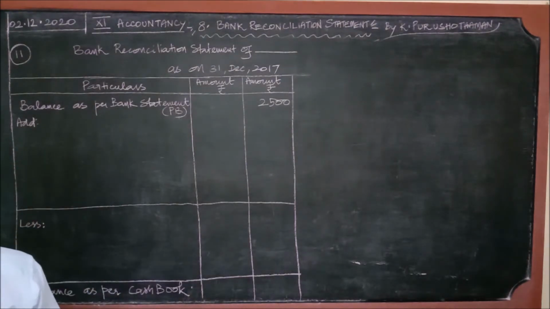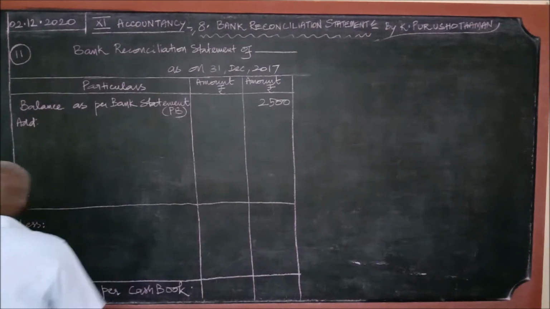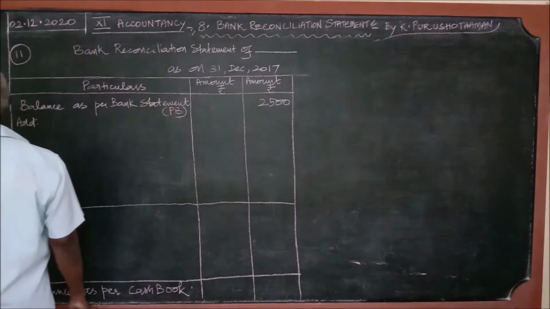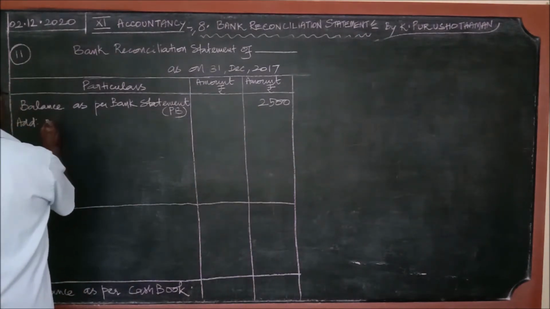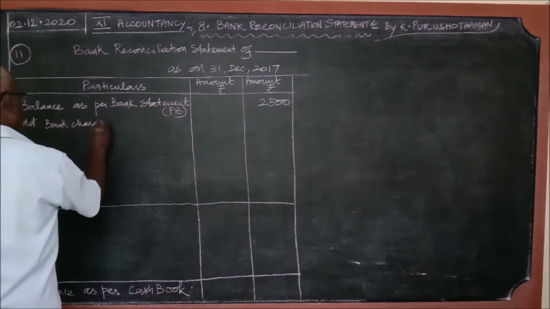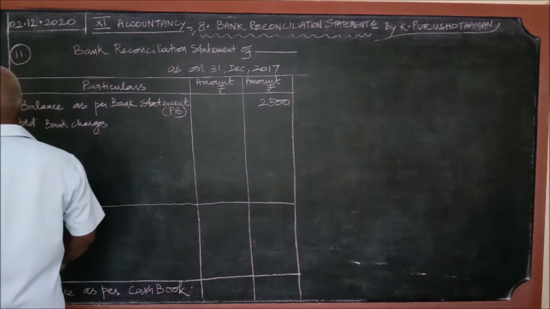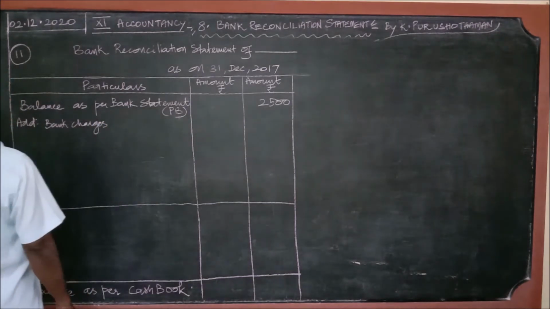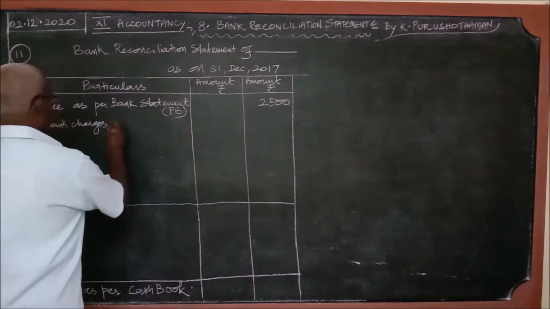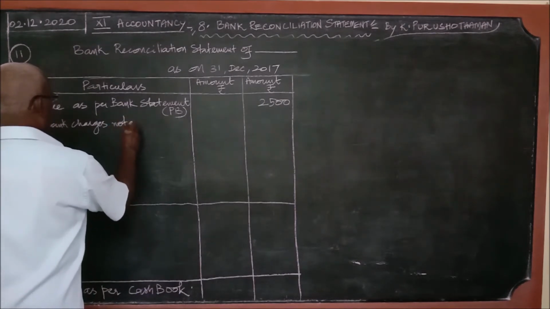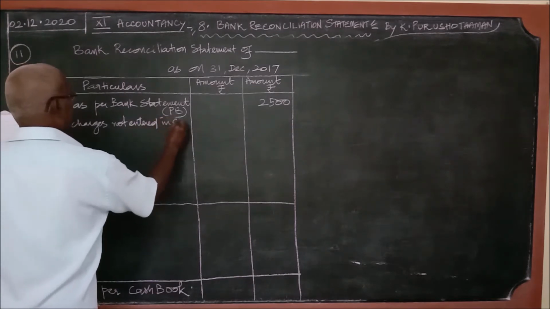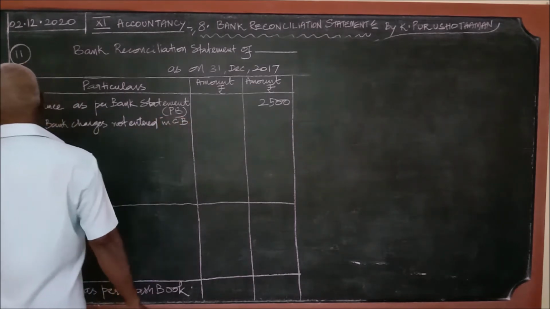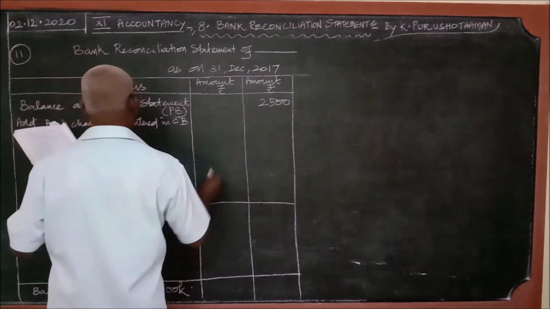And in this problem number 11, what are the items to be added? We shall see that. Number 1, bank charges. We shall explain it clearly once again. Bank charges not entered in cash book. The amount is 16.